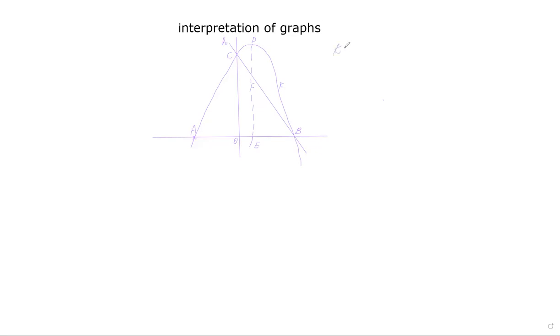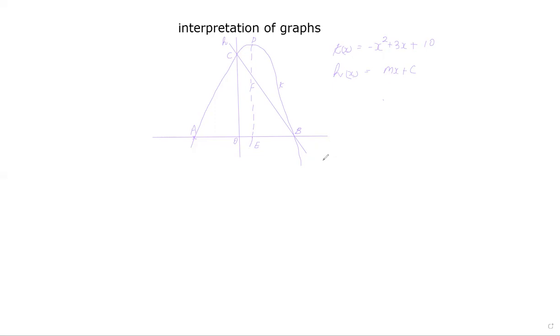Now you are given K of x is equal to negative x squared plus 3x plus 10, and then straight line h of x is equal to mx plus c, the standard form of the quadratic. And they say the two graphs pass at C and D, while the parabola passes also at A, C and B.